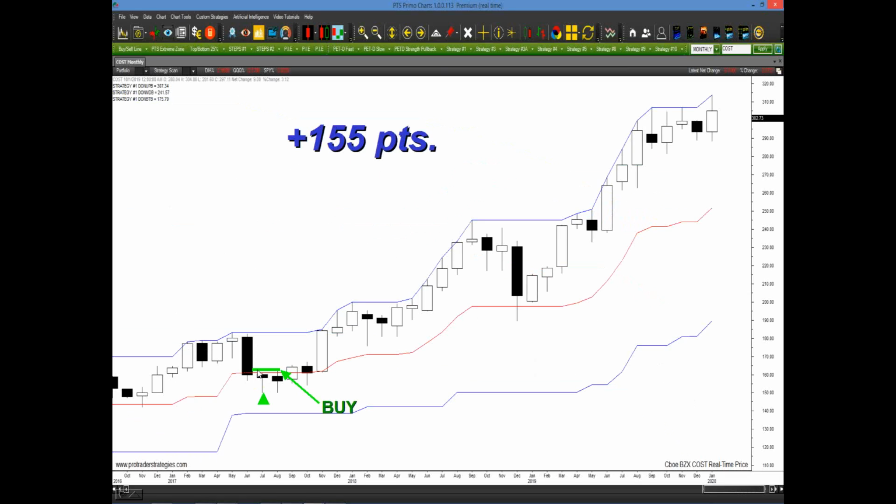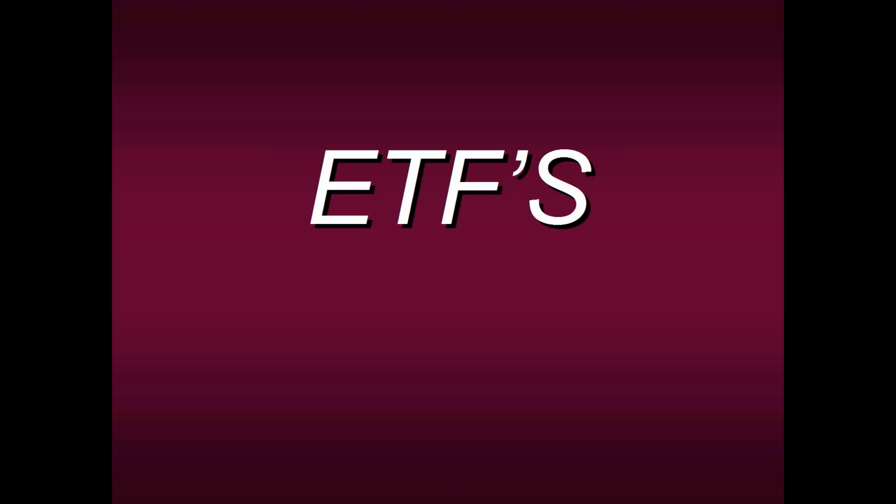It's hard to see because of the tightness of the chart, but we would have entered in August of 2017, almost 3 years ago, all right? And coming into January of this year, 155 points potentially you could have captured. You see how this can help you, whether you're an intraday trader, whether you're a swing trader, or whether you're an investor. Now, I know not everyone just trades stocks.